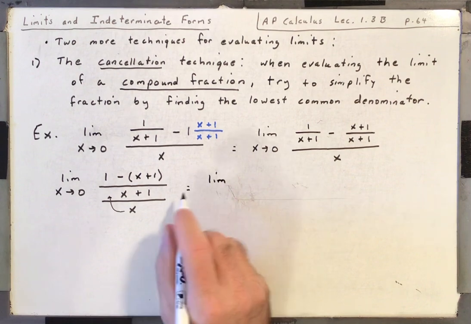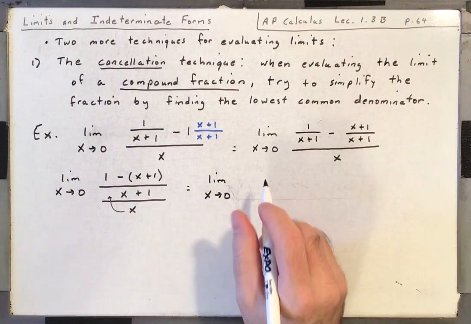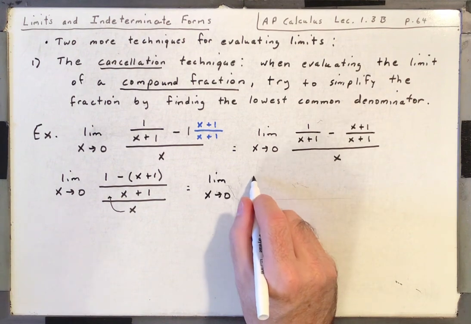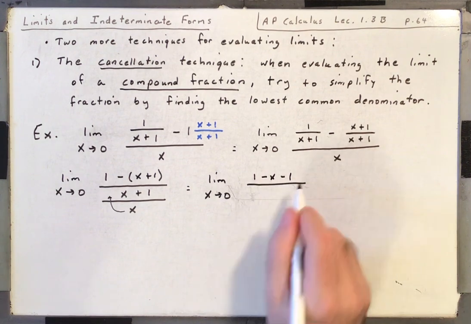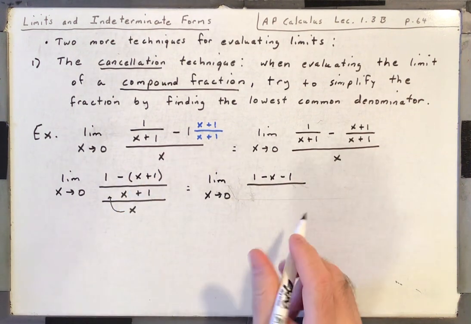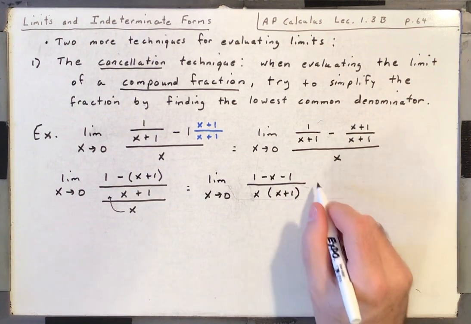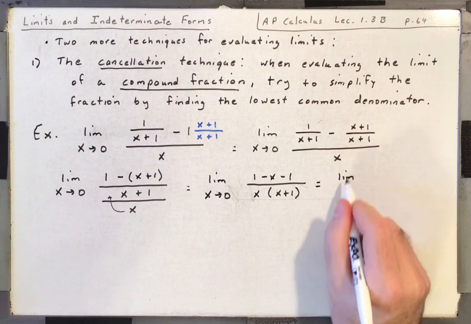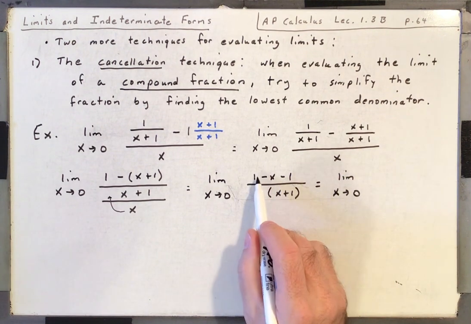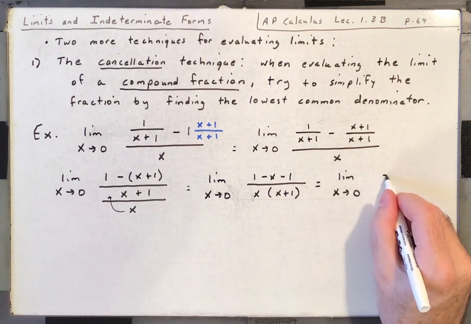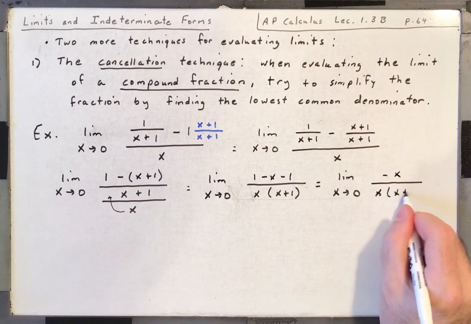We haven't canceled anything yet, but you have to rewrite the limit every time. If you don't do that on the test, I will count off. And you have 1 minus x minus 1. So I just distributed that minus sign over x times x plus 1. That's the limit as x approaches 0. 1 minus x, 1 and negative 1 cancel. So I just have negative x over x times x plus 1.